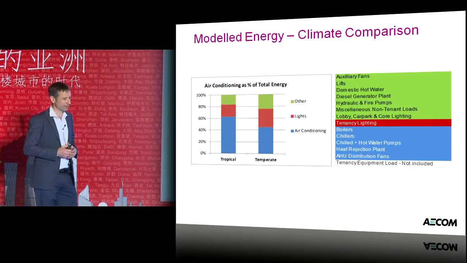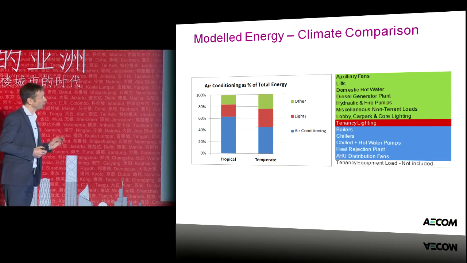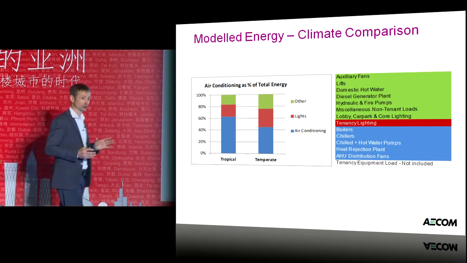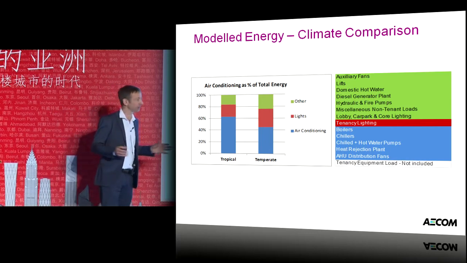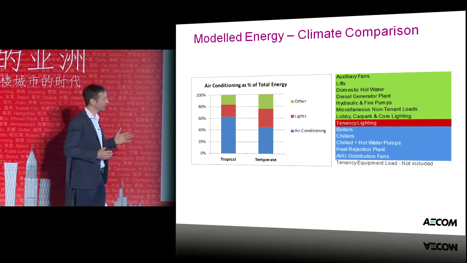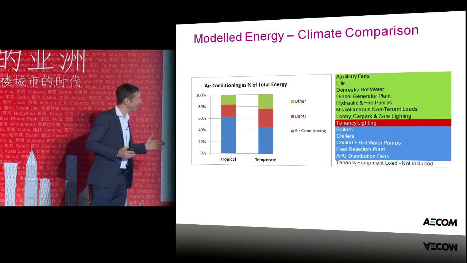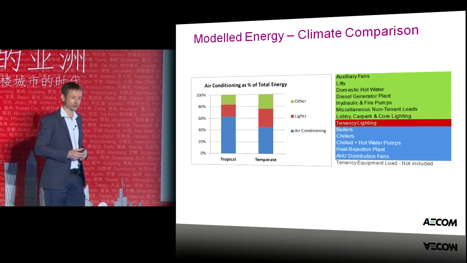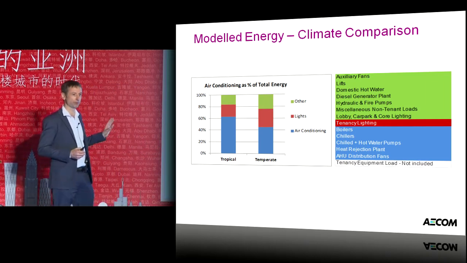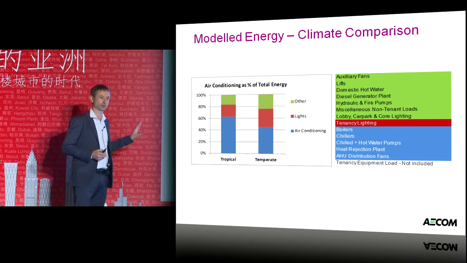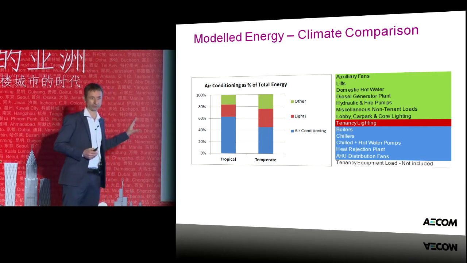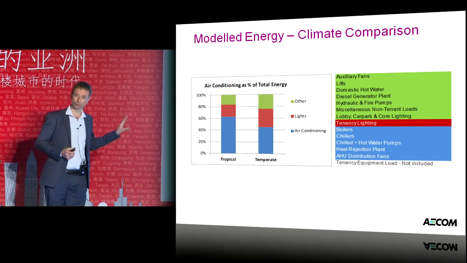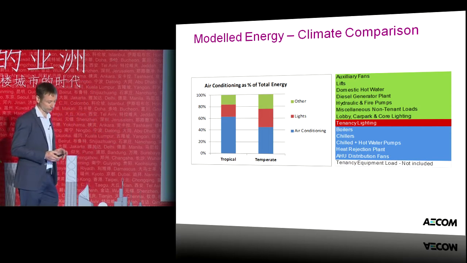So then when you actually break that down to what proportion of the total energy consumption, which includes lights and everything else, is air conditioning. In the tropical climate, it's about 60%, and in the temperate climate, it's about 40%. Now, that's worth remembering, because when we start looking at some of the passive considerations and modelling of the building, that actually becomes important to consider. And, of course, that's the breakup of those different charts.